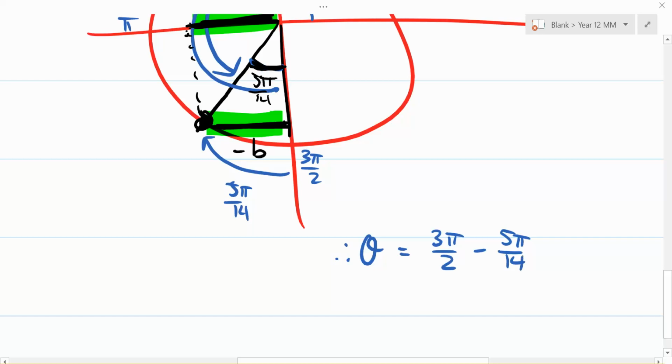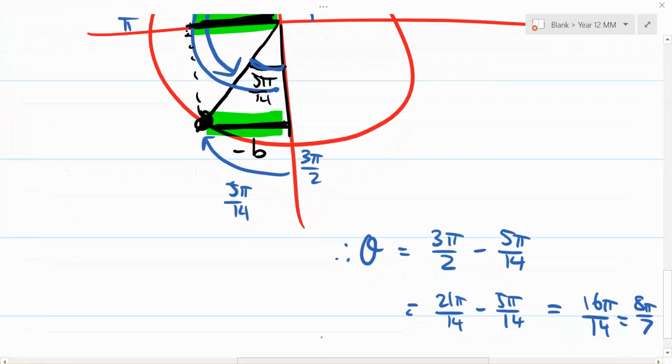on 14. And that gives you 21 pi on 14, take away 5 pi on 14. And what does that give you? That's 3 on 2. Oh, sorry. So 21 take away 5 is 16 pi on 14, which is the same thing as saying 8 pi on 7. Okay, so the angle theta has to be 8 pi on 7.